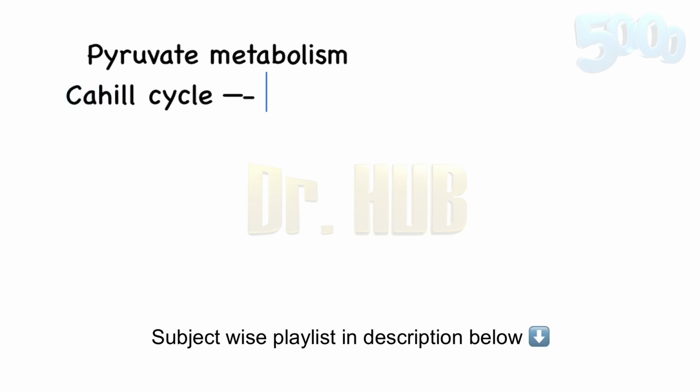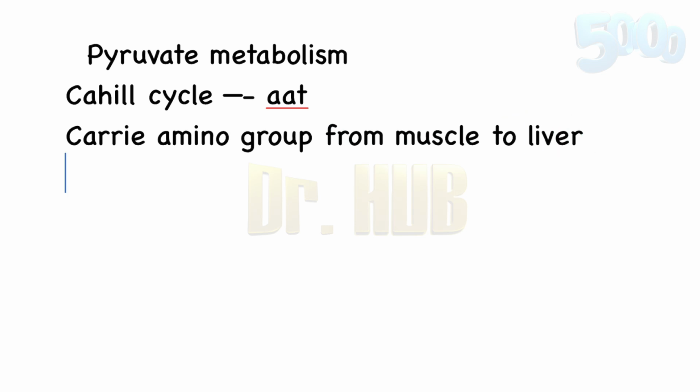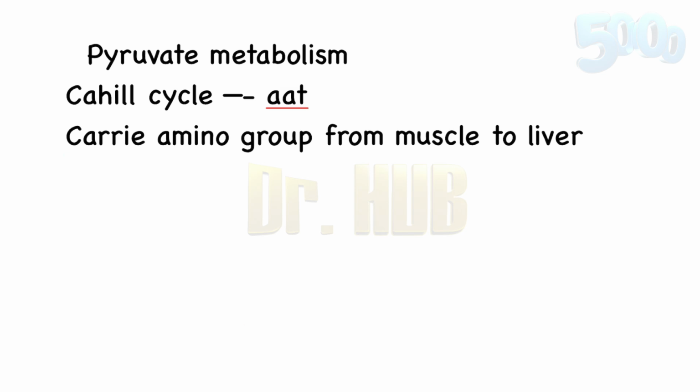Pyruvate metabolism. So here in pyruvate metabolism, the first enzyme involved is in the Cahill cycle. In the Cahill cycle, there is alanine aminotransferase, so we call it the AAT. The fate of the pyruvate is that it carries the amino group from the muscle to the liver. So the amino group is transferred from the muscle to the liver, and then there's a conversion. It converts the alanine to the pyruvate and vice versa. So A is converted to P, so AP. Alanine is converted to pyruvate and vice versa, pyruvate to alanine.